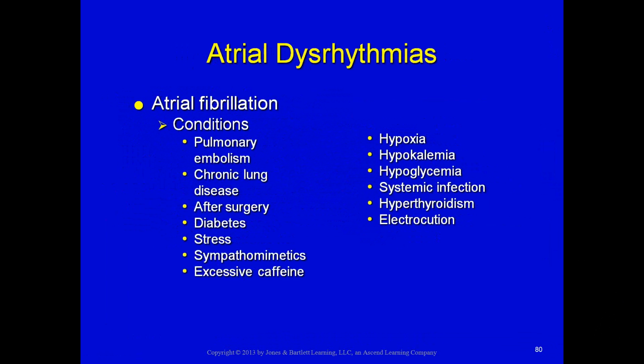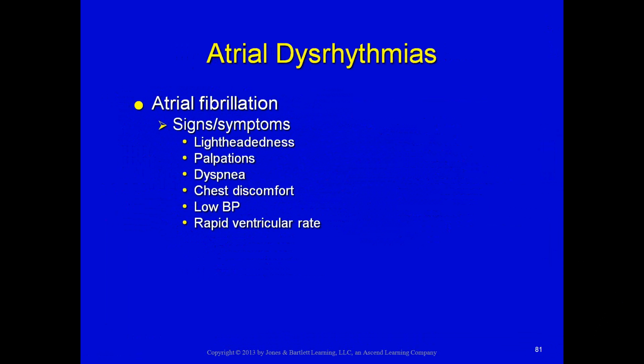Pulmonary embolus, chronic lung disease, diabetes, stress, sympathomimetics, chemicals or drugs that mimic stimulating the sympathetic nervous system, things like caffeine, nicotine, hypoxia, hypokalemia, hypoglycemia, infections, hyperthyroidism, electrocution, all those things can cause atrial fib.